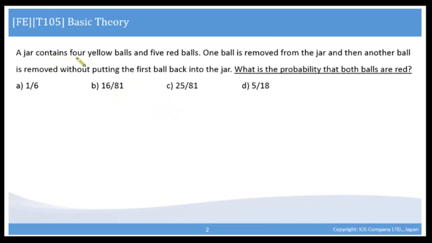A jar contains 4 yellow balls and 5 red balls. So we've got our contents here described to us. One ball is removed from the jar, then another ball is removed from the jar without putting the first ball back into the jar. And that's quite a key point here, that one of the balls isn't put back in the jar. So we want to find out what the probability is that both balls are red. And we've got a list of answers here, and we'll see if we can find the correct one.